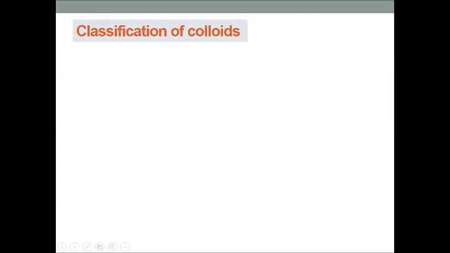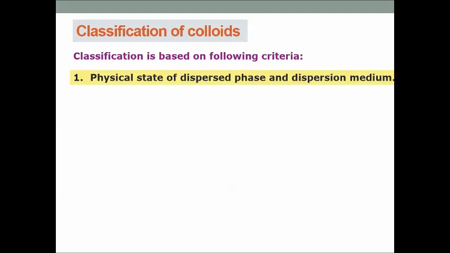We will now see the classification of colloids. Based on some criteria, colloids are classified in three ways. The first one is the physical state of the dispersed phase and dispersion medium. The first criterion is the physical state of the dispersed phase and of the dispersion medium.